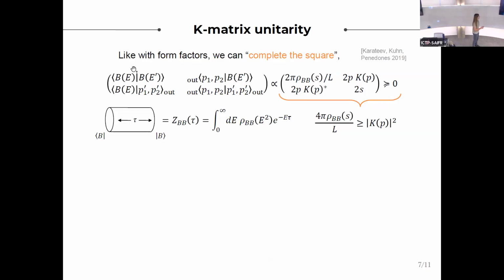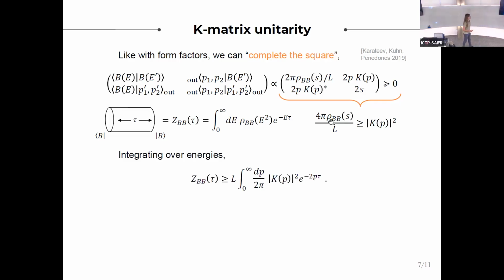And if you're careful with this, you see that what enters is the spectral density, which is defined in this way. The cylinder partition function, which is BB with some time evolution, is written as an integral over energies of the spectral density. Since this has to be positive semi-definite, you learn that the K matrix squared is bounded by the spectral density, much like happens in form factors. So that's very good. Now I can just go ahead, integrate over energies, and I find this bound.